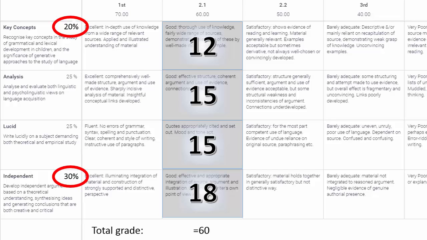As long as the percentages next to the criteria always add up to 100, then you can vary the weightings to your heart's content, although obviously the more criteria you have, the more complicated the mathematics becomes.